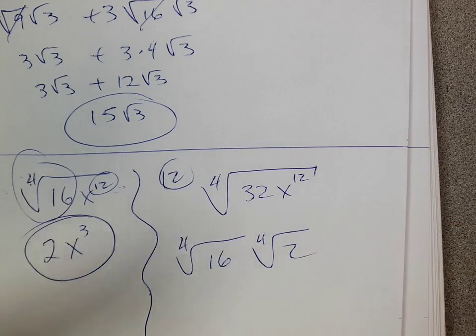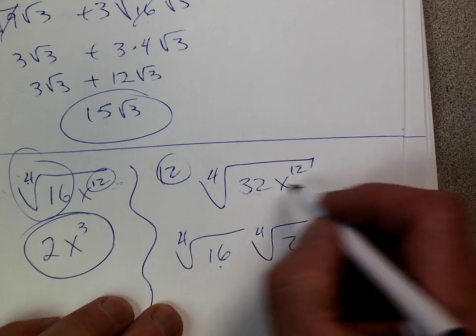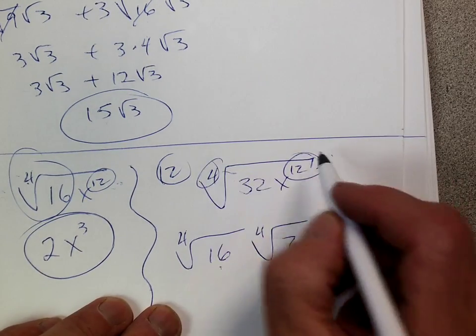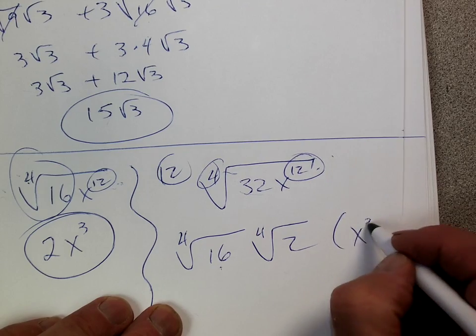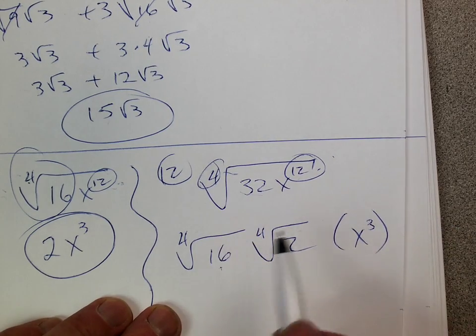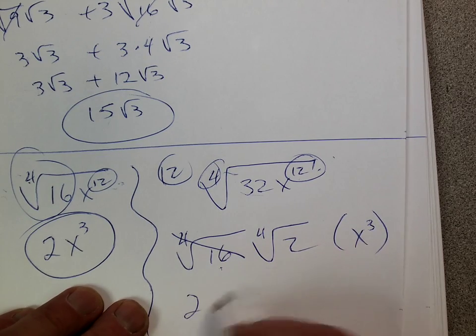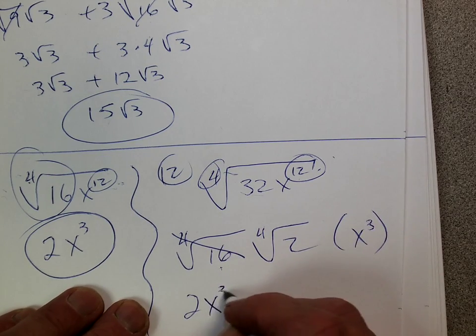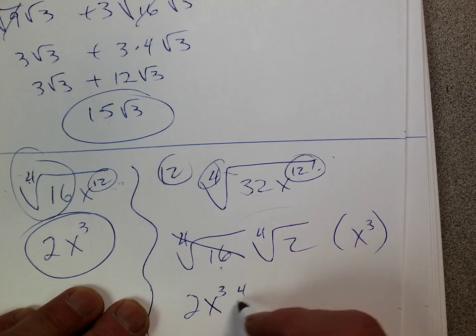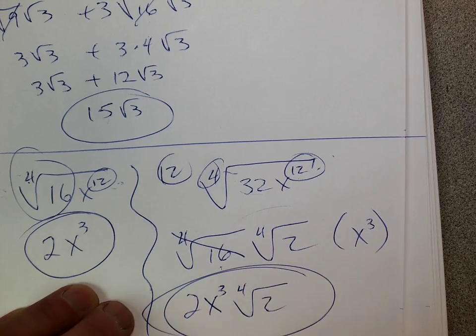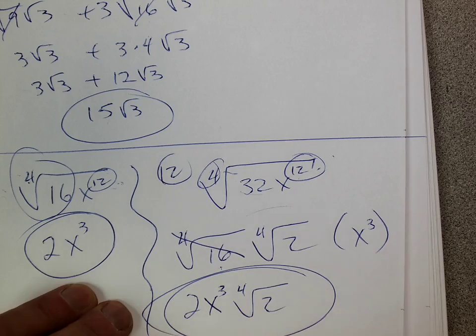So what I'm doing is just finding a number within 32 that has a perfect 4th root. 16, right? I like 16. Then I'll still take the 4th root of the x to the 12th, and make that x to the 3. I'll still take 1/4 of that. The 4th root of 16 is 2, with this x to the third. And then the 4th root of 2 is, that's all. Okay.